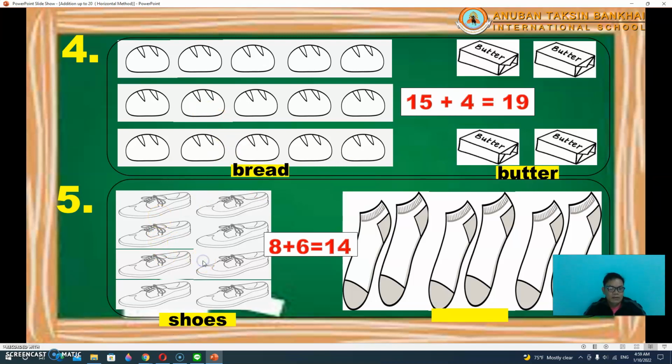And number 5. Okay, what are these? These are shoes. How many shoes are there? 1, 2, 3, 4, 5, 6, 7, 8. Okay, 8. And what are these? These are socks. How many socks are there? 1, 2, 3, 4, 5, 6. So 8 plus 6 equals 14. Correct. Very good.